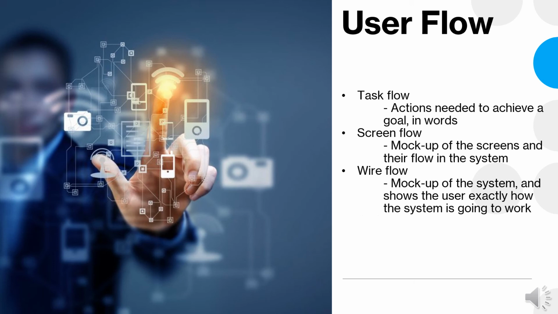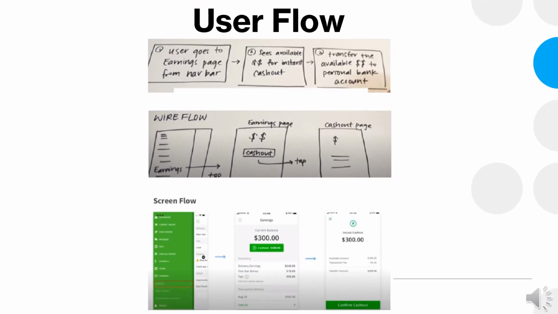Let's just look at an example that I have. So here's an example of a user flow that we did in class. So the upper top there, you can see the task flow where user goes to earnings page from the navigation bar, and then they see the available amount for instant cash out. Let's say maybe they want to cash out their money, and then they transfer the available amount to their personal bank accounts. And underneath there you can see the wire flow, and underneath there you can see the screen flow.